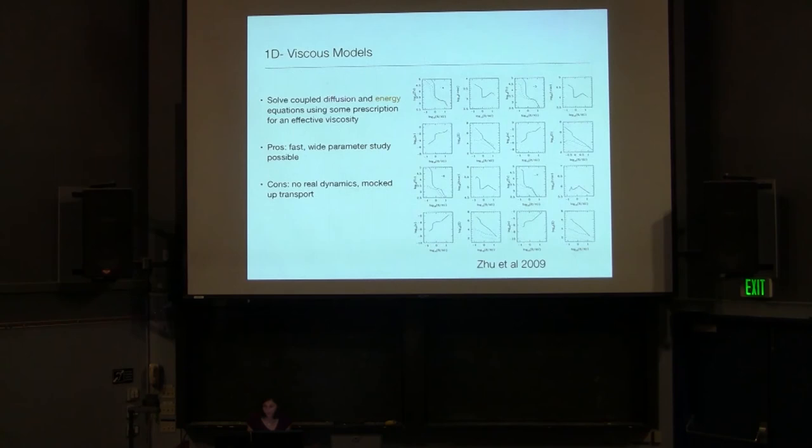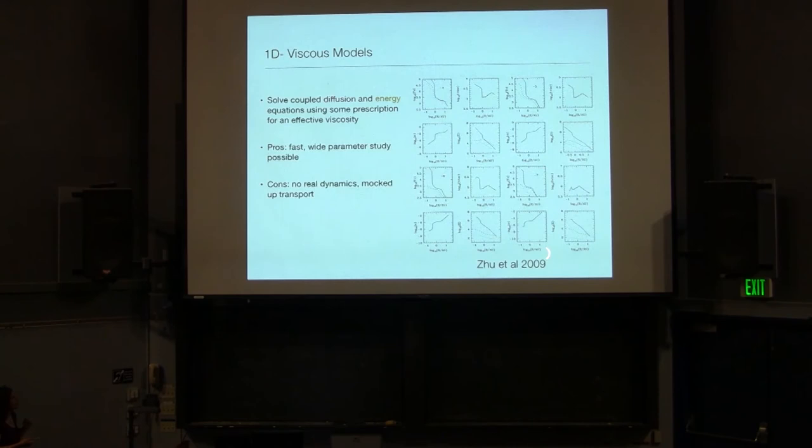So for the 1D viscous models, this goes back to that sort of very first slide where I talked about using just the single diffusion equation. And so you can couple the diffusion equation with your favorite energy equation, putting in a prescription for your viscosity. So now we've, again, totally neglected physics. But again, you can do a really wide parameter study.